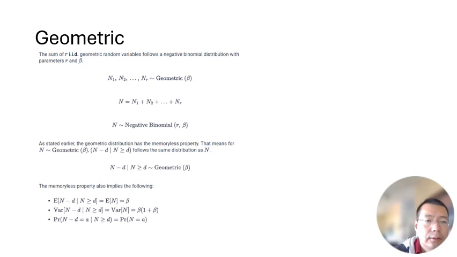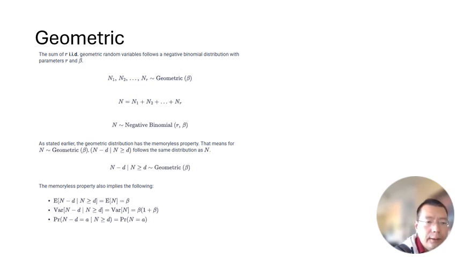Now this slide tells us how the geometric distribution is connected to the negative binomial distribution. The sum of r i.i.d. geometric random variables follows a negative binomial distribution with parameters r and β. If N1, N2, up to Nr follow the geometric distribution with β as the parameter, and N is equal to N1 plus N2 up to Nr, then N follows the negative binomial with parameters r and β.